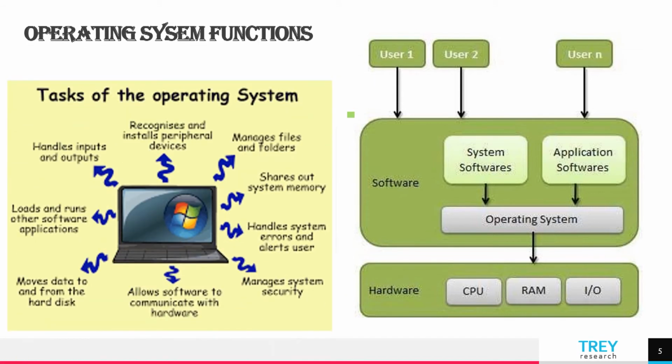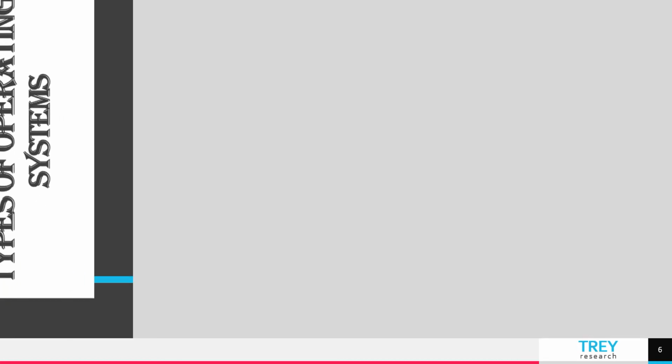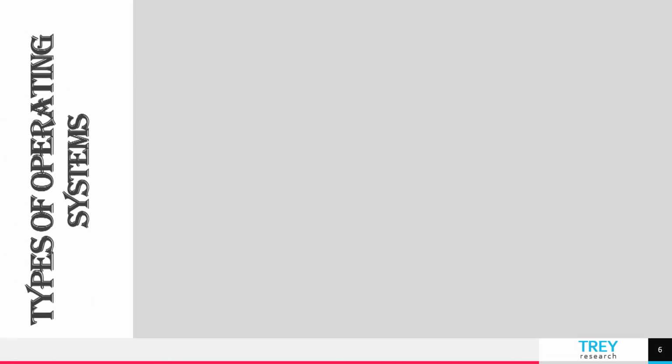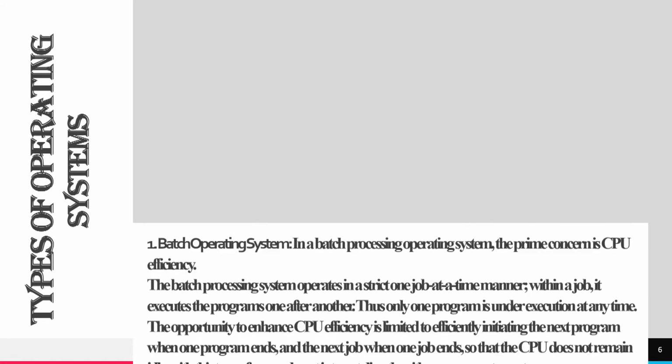Operating system functions. This diagram here simplifies all the functions that we were talking about from the previous slide. Okay, this one is self-explanatory. So now, having looked at the functions of an operating system, let us also talk about the different types of operating systems that are there.